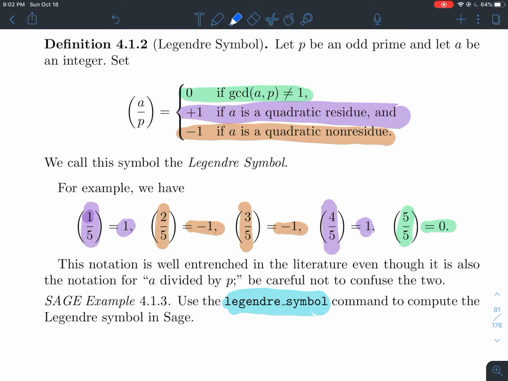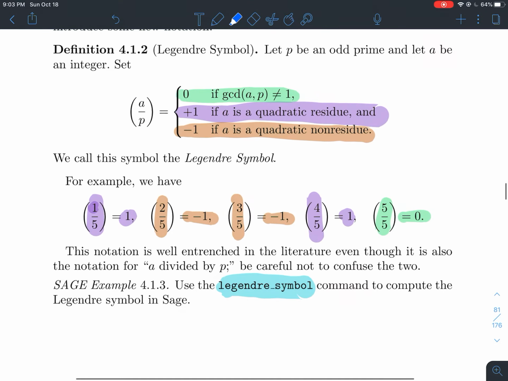And if a is not a square mod p, in other words, it's a quadratic non-residue, then the Legendre symbol should come out to be -1. And if p divides a, in that case we'll say the Legendre symbol is 0. So again, it's just a quick tool that is supposed to capture the idea that a is a square mod p, yes or no. 1 if it is, -1 if it's not.